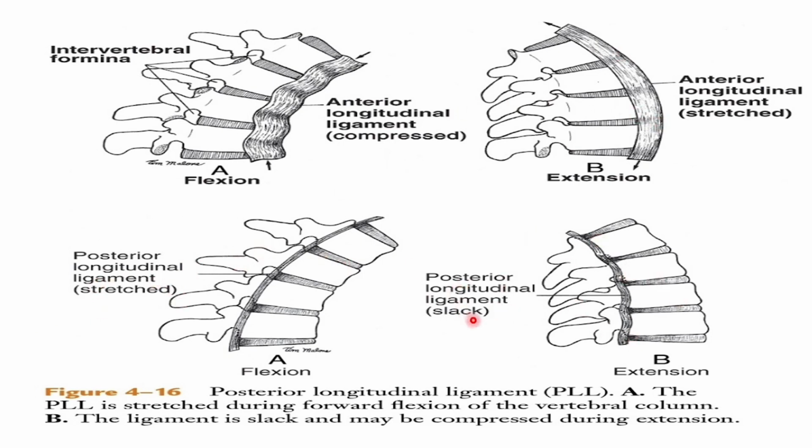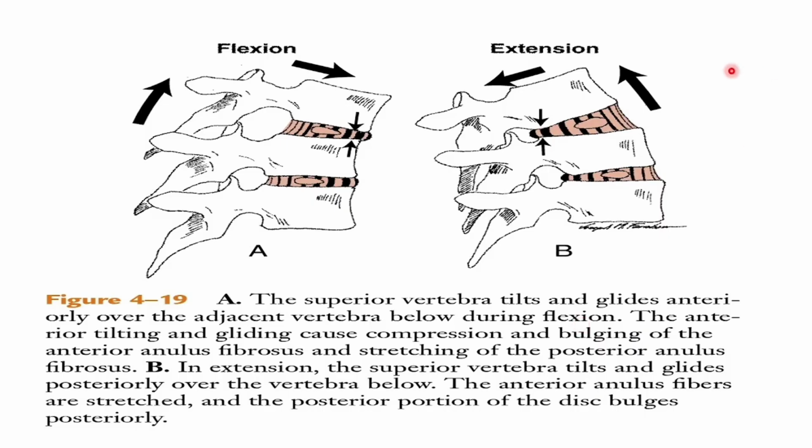In extension, the posterior longitudinal ligament along with your other ligaments will be getting slack. And during extension, you can see here the posterior annulus fibrosus will be getting compressed and it will be bulging posteriorly, and your anterior annulus fibrosus will be getting stretched.